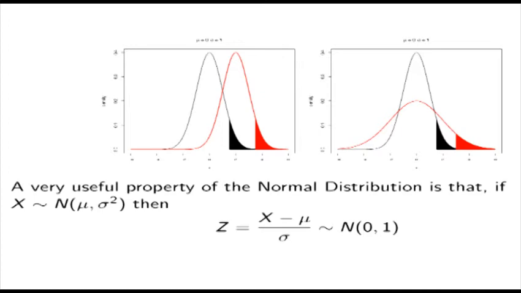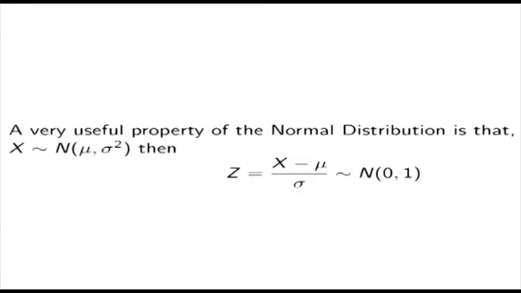A very useful property in which if x is normally distributed with any mean you like and any standard deviation or variance you like, then if we subtract the mean and divide by the standard deviation to get z, this equation down here, then this transformed value has a standard normal distribution. So the mean is 0 and the standard deviation is 1. So the standard normal has mean 0 and standard deviation 1.